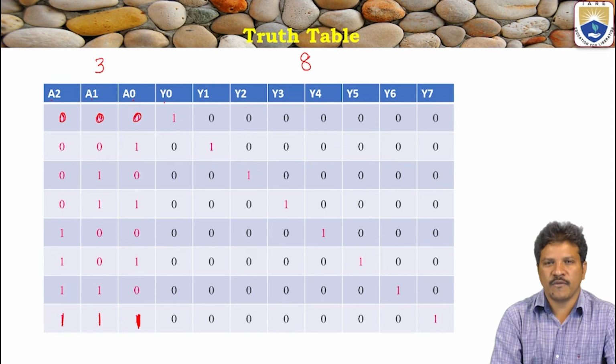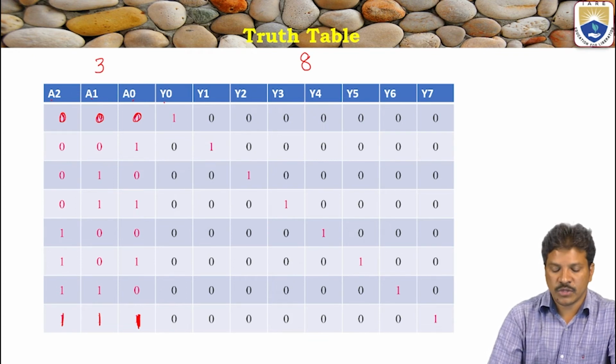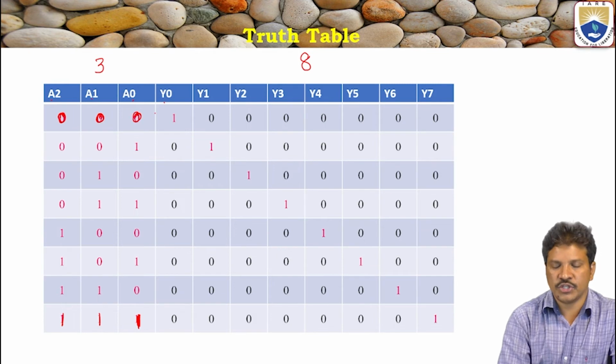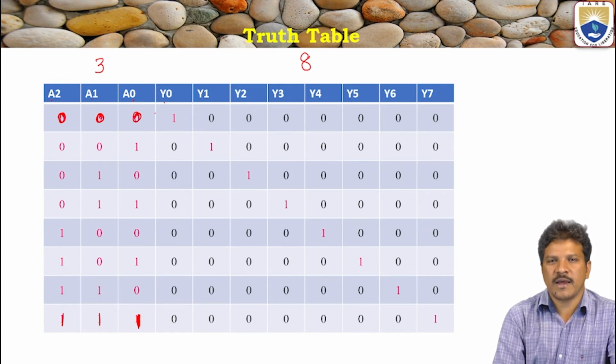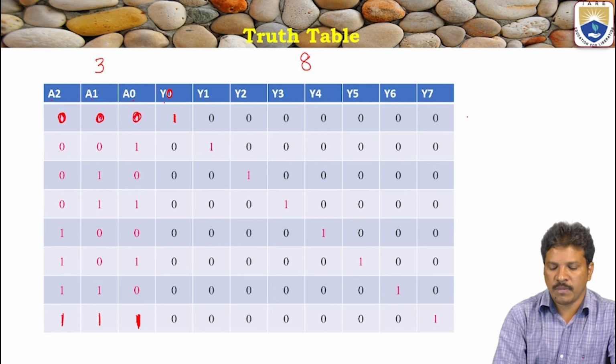The decoder says that for any binary combination of inputs on the n lines, 2 power n different, distinct outputs are generated. For inputs 000, its corresponding octal number is 0. That means Y0 is active, and all the remaining outputs are zeros.